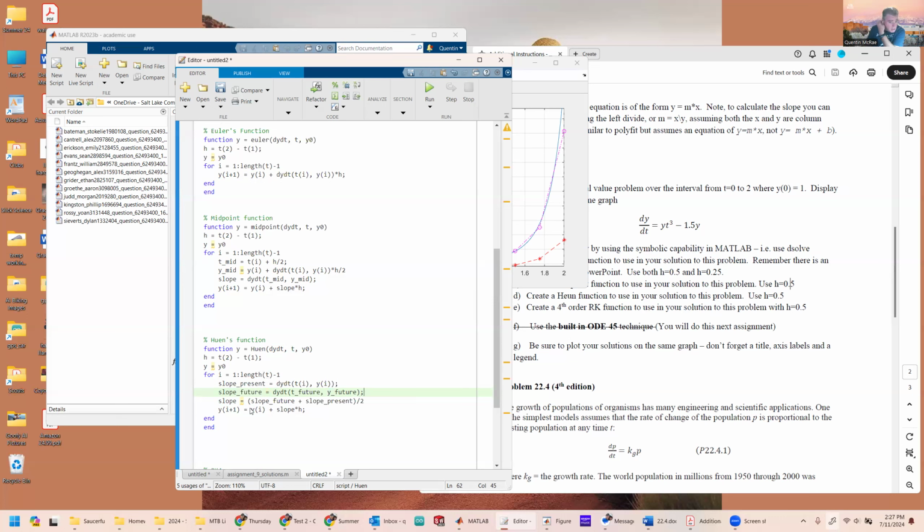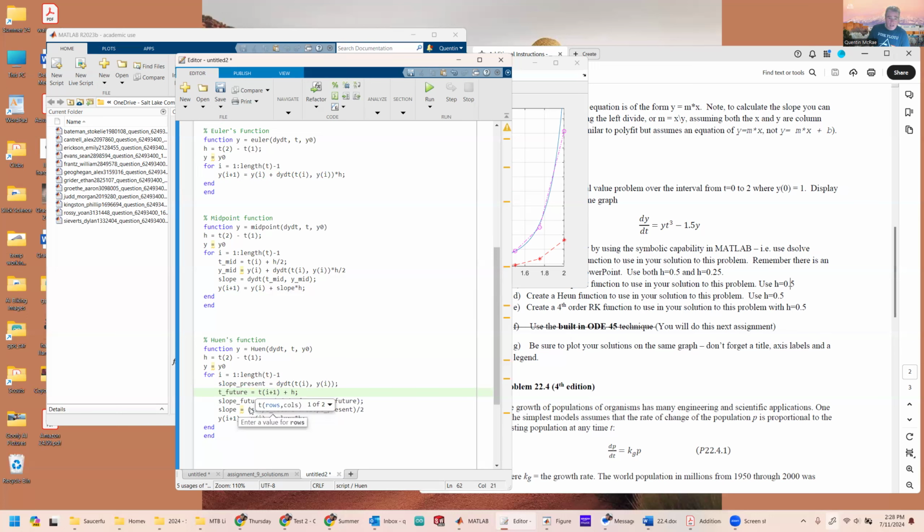You can put this all in just one or two lines of code, but I want this to be really clear about what I'm doing. So what is t of future? T future is simply t of i plus h. So I'm making a full step forward, i plus h. Turns out that's also t of i plus 1.